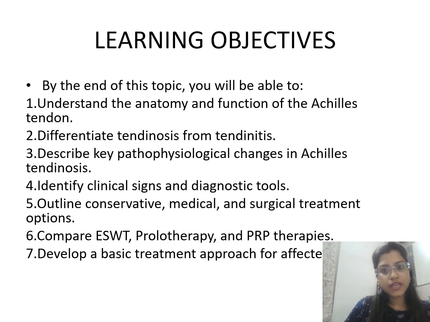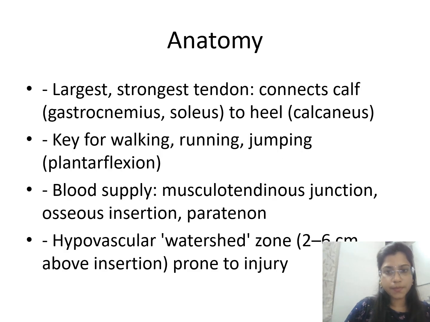We'll know some learning objectives by the end of this topic: to understand the anatomy and functions of Achilles tendon, to differentiate tendinosis from tendinitis, describe the key pathophysiological changes in Achilles tendinosis, to identify the clinical signs and diagnostic tools, outline the conservative medical and surgical management, and to compare ESWT, prolotherapy, PRP therapies, and develop the basic treatment approach for the affected patients.